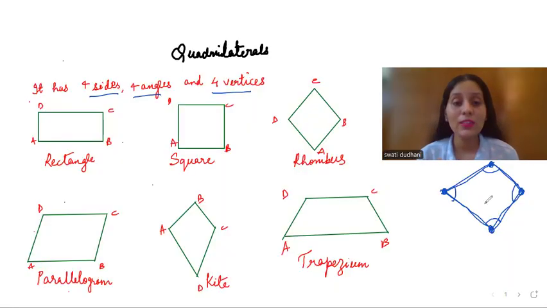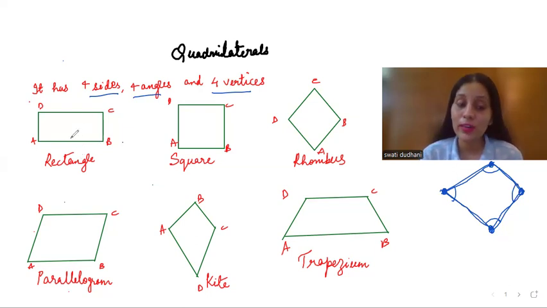So we have so many types of four-sided figures. Here we see rectangle, square, rhombus, parallelogram, kite, trapezium. All these are quadrilaterals because they are four-sided figures. So what is a rectangle? We already know that in a rectangle, opposite sides are equal and all angles are 90 degrees.